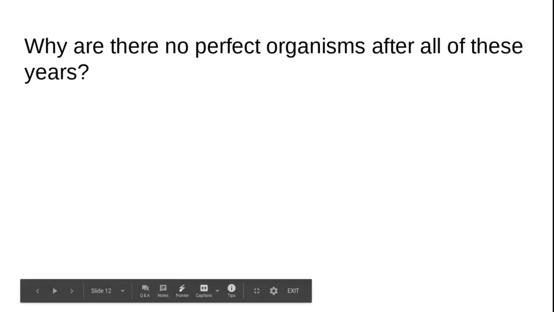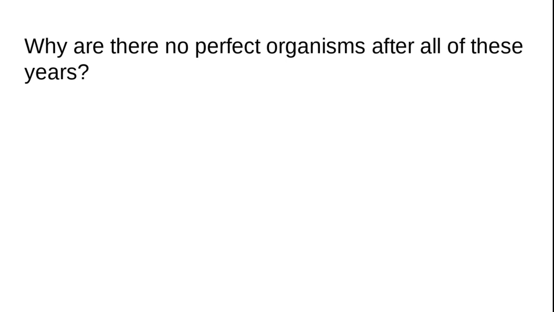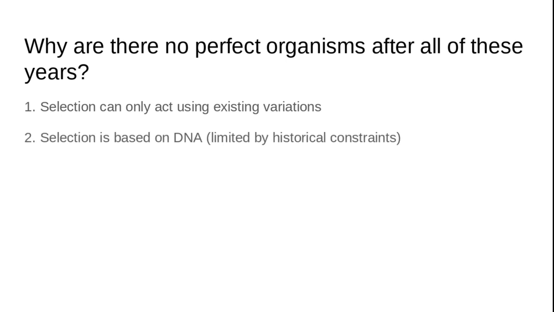So with all this evolution, you're asking yourself, why are there no perfect organisms? This has been going on for a long time. You'd think it'd be a perfect society, but there are several reasons why. First of all, selection can only act on existing variations. We may think it'd be awesome to have X-Men powers, but unless we already have the trait for X-Men powers, we're not going to get it. Again, along those lines, our selection is based on our DNA. It's just what's accumulated over history that we can choose from. We can't just pull something out of the air.